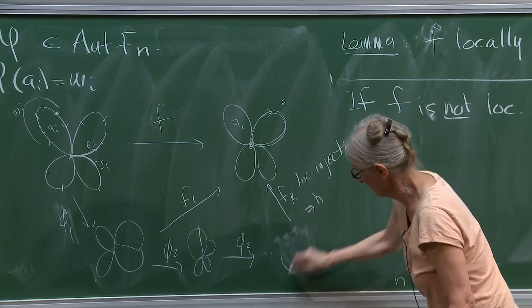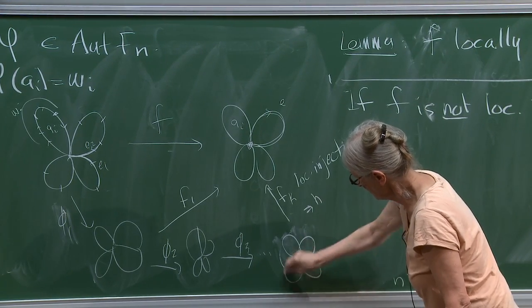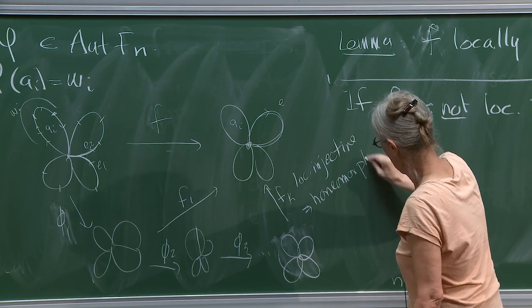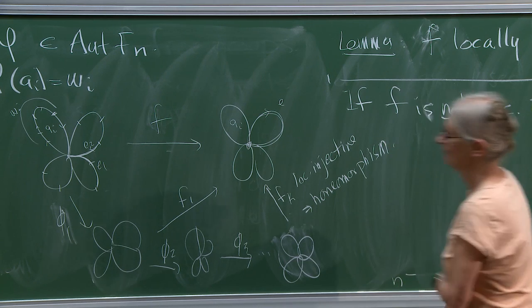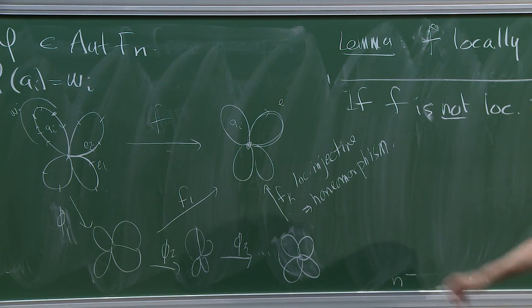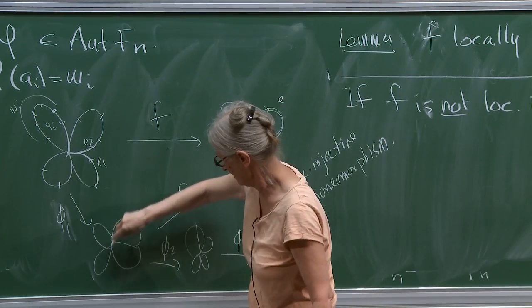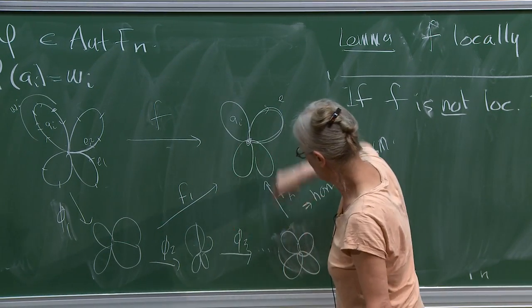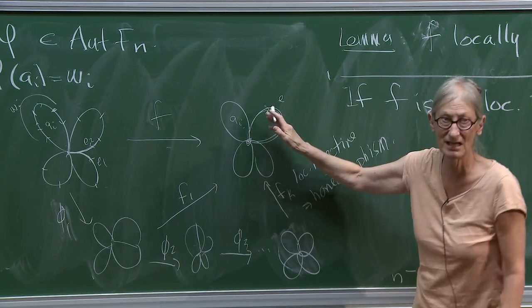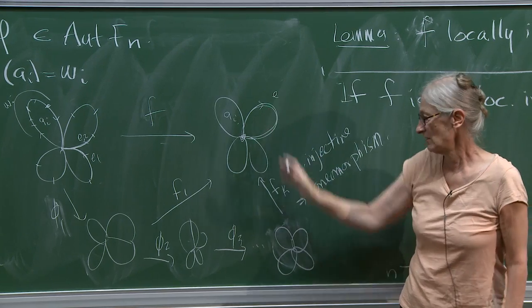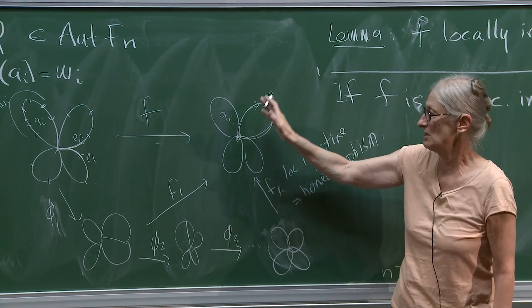So I got a rose over here. Now I've factored my original map f into a bunch of folds like this. The last one's a homeomorphism that just permutes and flips the leaves, so that's a product of permutations and flips.